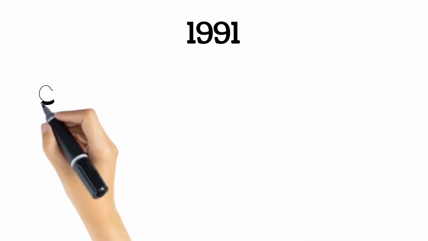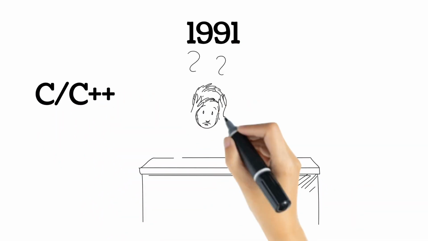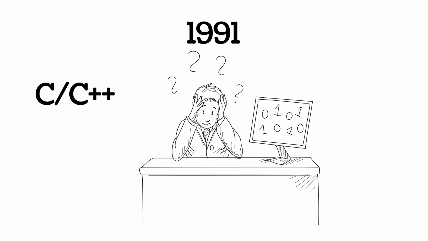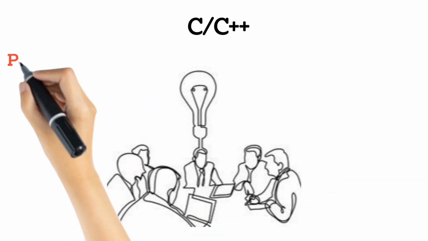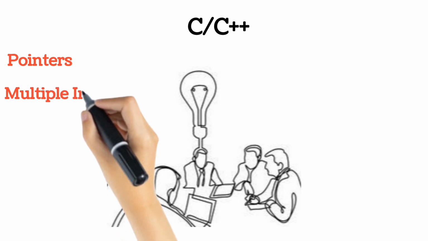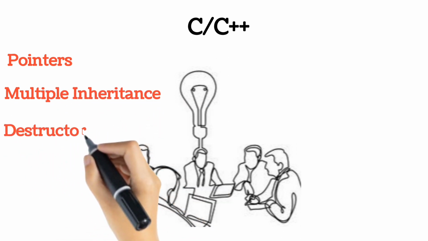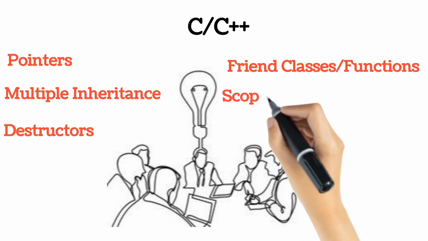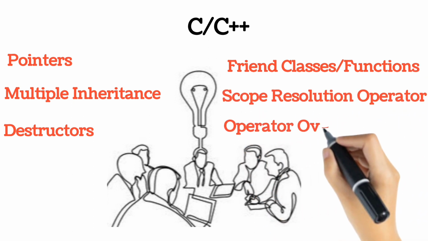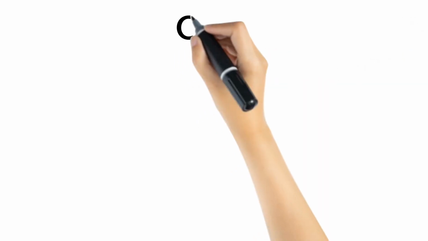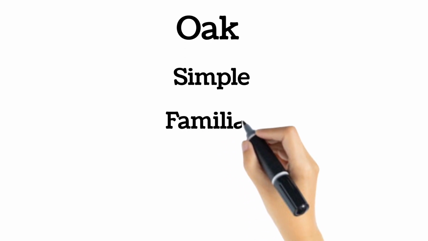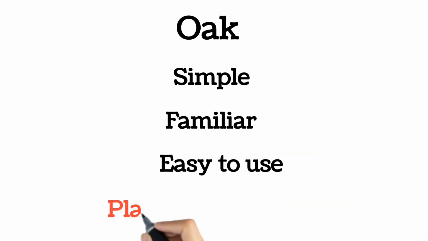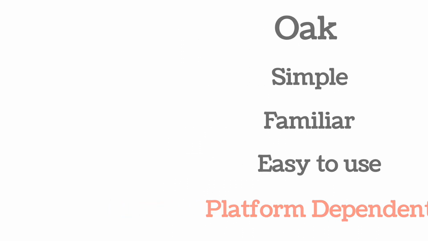In 1991, C and C++ were already in the market, but they had many unwanted features and were very confusing. For this purpose, they took C and C++ and removed all the unwanted features from them, like pointers, multiple inheritance, destructors, friend classes and functions, scope resolution operator, and operator overloading, and gave it the name Oak. Oak became very simple, familiar, and easy to use, but it was still a platform dependent language.